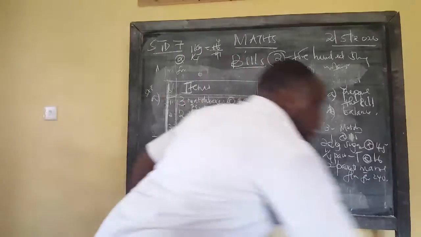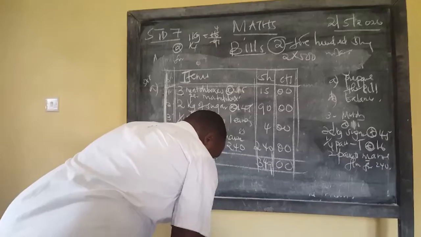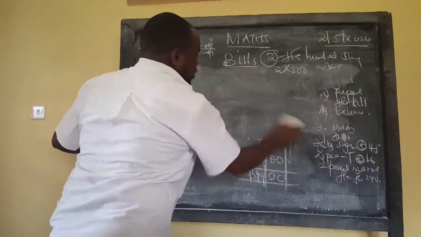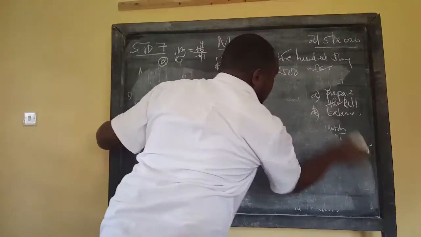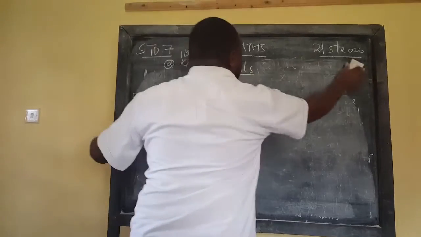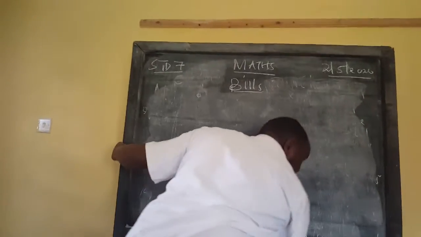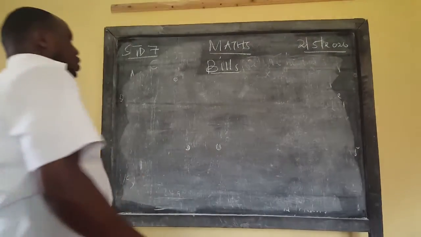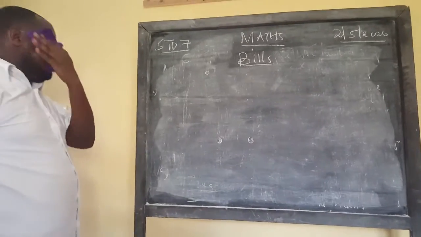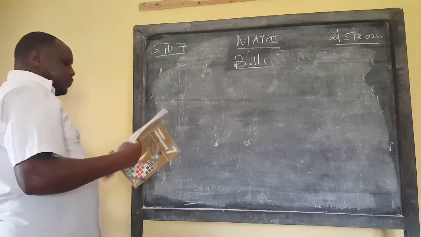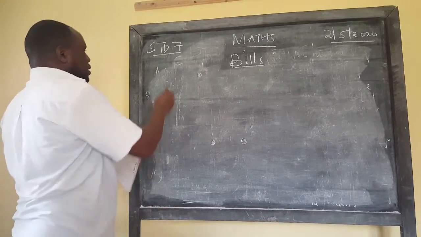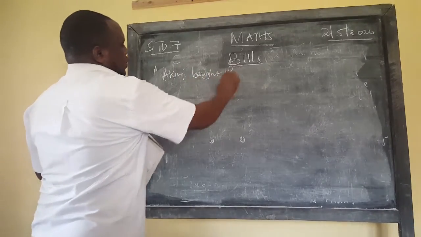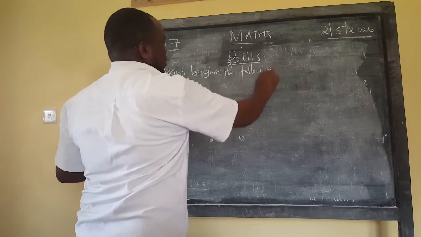Let's try to do another question so that you can understand it well. So when it comes to the issue of 2 500 or 2 whatever, learner, you must be very careful that you answer and answer correctly. So another question goes like this. Akinyi bought the following items.